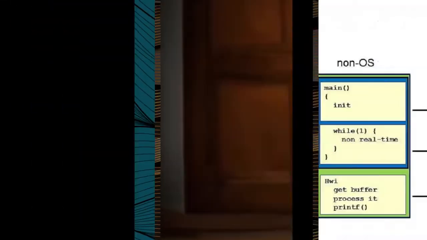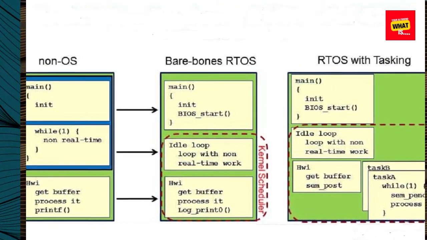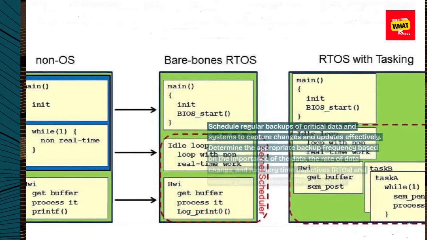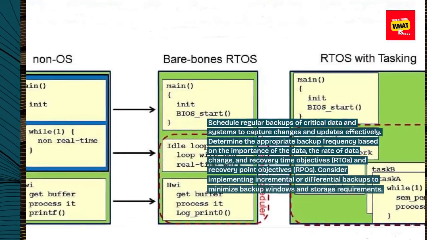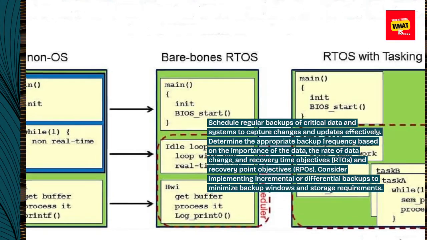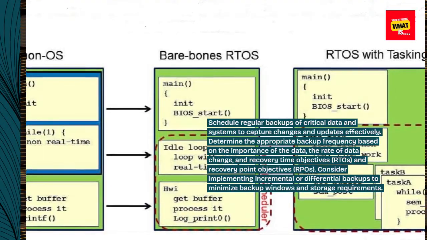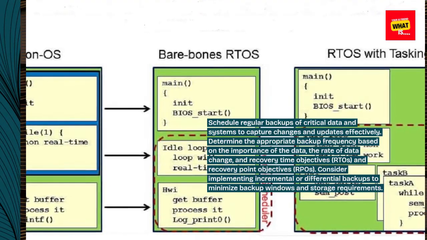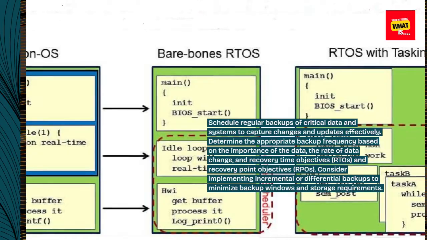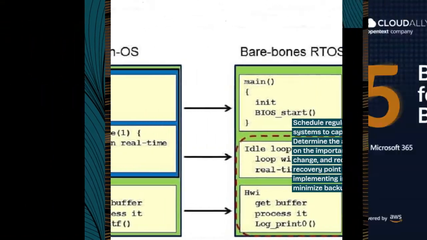Implement regular backups. Schedule regular backups of critical data and systems to capture changes and updates effectively. Determine the appropriate backup frequency based on the importance of the data, the rate of data change, and recovery time objectives, RTOs, and recovery point objectives, RPOs. Consider implementing incremental or differential backups to minimize backup windows and storage requirements.